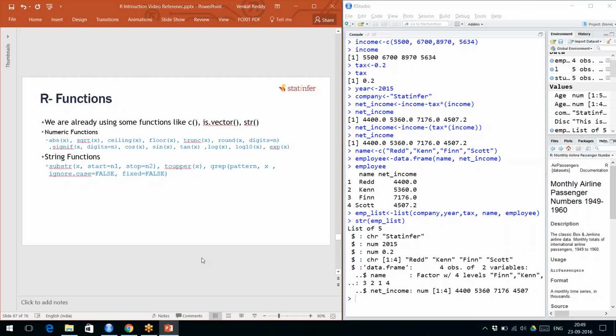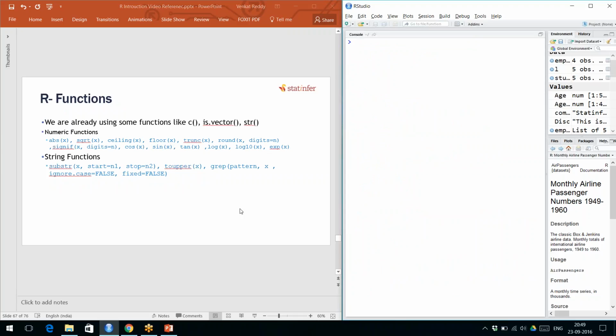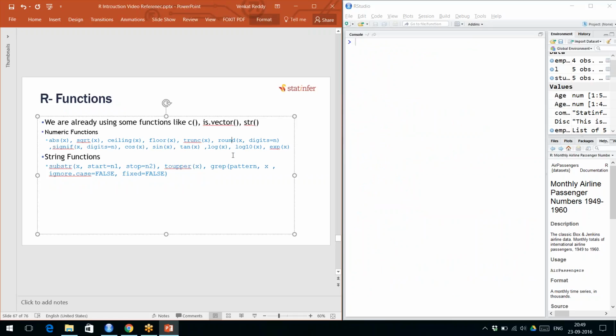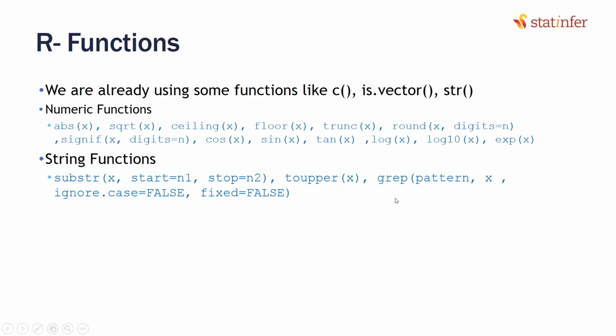Now R functions. R functions are nothing new. They are very easy to handle like any other function. What is a function? A function will have the function name and the type of parameters that we need to give to the function. Imagine a round off function. What are the parameters that function might expect? We need to give the number that needs to be rounded off and how many digits.